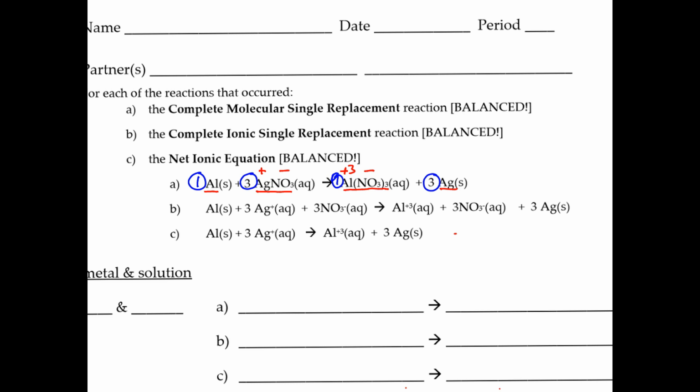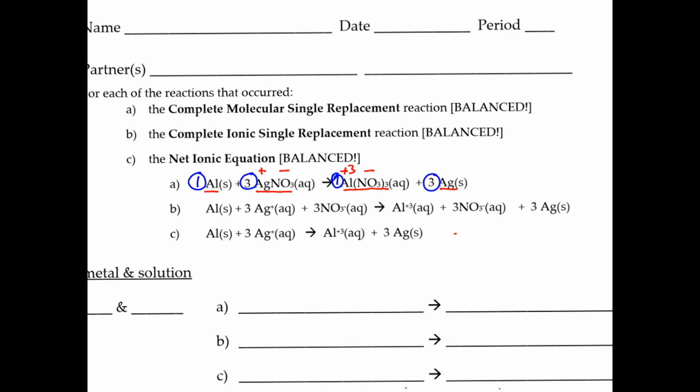Okay, so now what we do is we write what's called the complete ionic equation. The complete ionic equation is going to be when you break up all aqueous compounds into ions. So the aluminum solid stays the way it is. There are 3 Ags total here, so you write 3 Ag+ aqueous because they're dissolved in water. And there are 3 nitrates altogether, so you write 3 NO3- aqueous. On the right side, you got 1 aluminum right here, so you just write that Al3+ aqueous. And you got 3 nitrates altogether, so that's going to be 3 NO3- aqueous. And then you just copy down the 3 Ag solid.